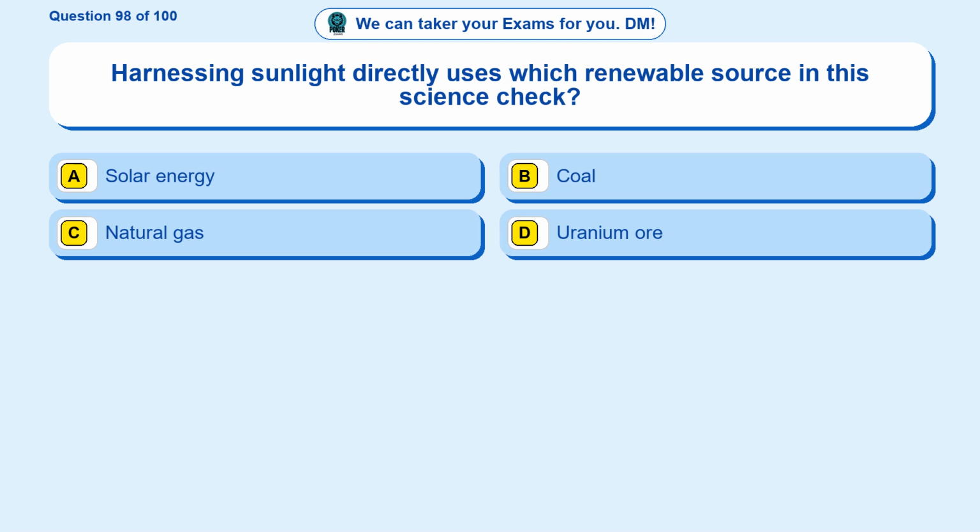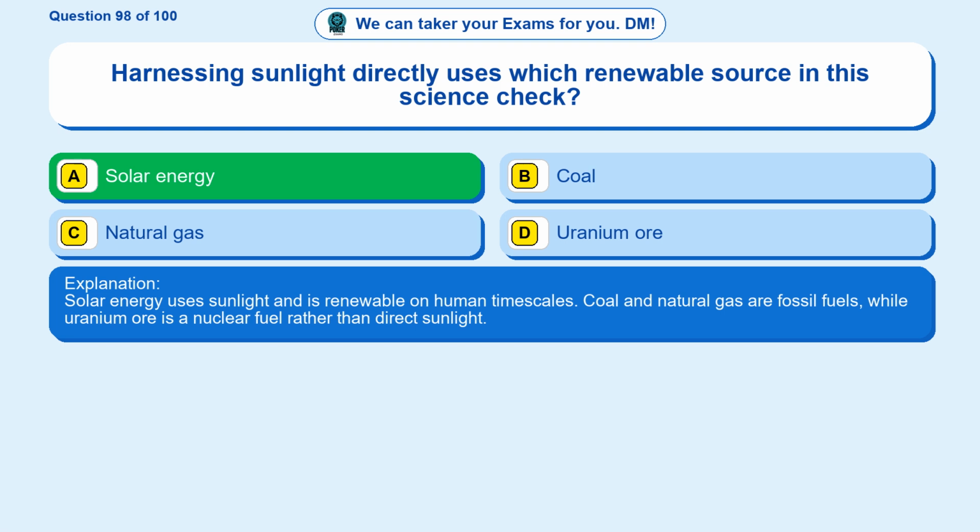Question 98. Harnessing sunlight directly uses which renewable source in the science check? Option A, solar energy. Option B, coal. Option C, natural gas. Option D, uranium ore. The correct answer is option A. Solar energy. Solar energy uses sunlight and is renewable on human time scales. Coal and natural gas are fossil fuels, while uranium ore is a nuclear fuel rather than direct sunlight.